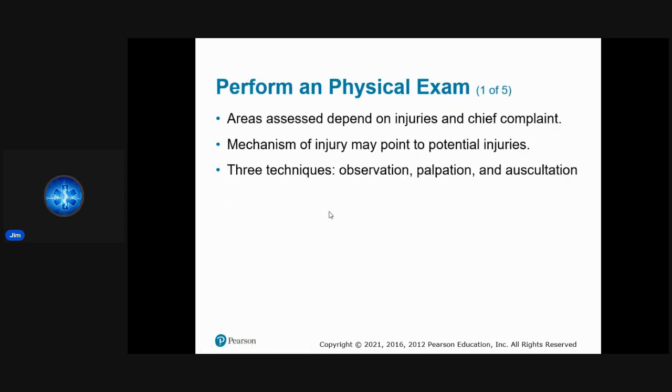Now, when we perform a physical exam on a trauma patient, the areas that we're going to assess depend on the injuries and the chief complaint. Remember that a mechanism of injury may point to potential injuries by knowing injury patterns from certain mechanisms. Of course, we're going to use the 3 techniques as well: observation, palpation, and auscultation. Right? We're going to observe or look. We're going to palpate. We're going to feel. We're going to auscultate. We're going to listen, usually with stethoscopes.